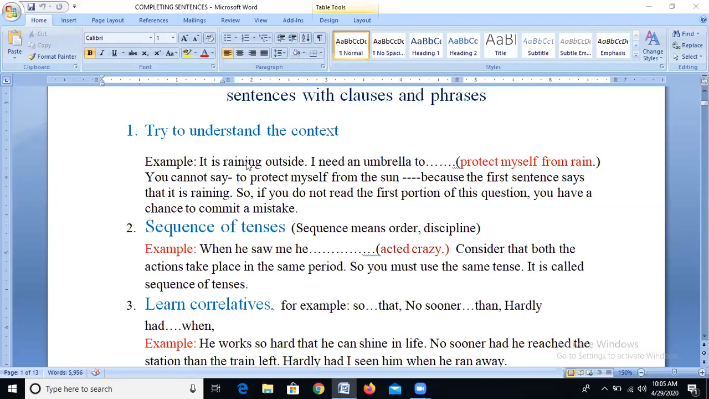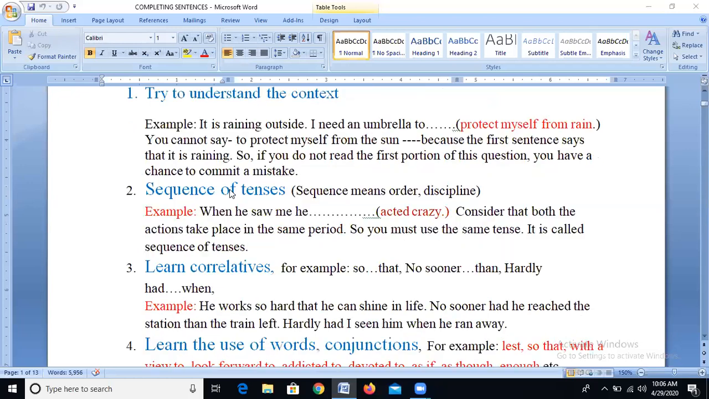But if you read the first sentence, it is raining outside, then you can easily understand that you have to write here to protect myself from the rain, because while it is raining outside, you don't need an umbrella to protect yourself from the sun. So you will write, I need an umbrella to protect myself from the rain.